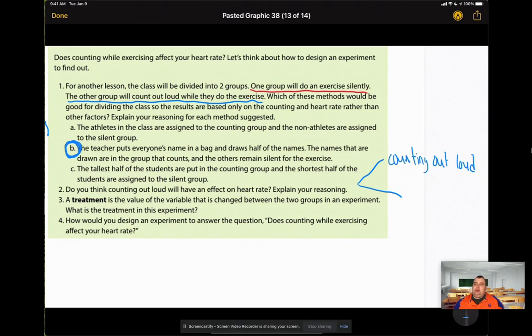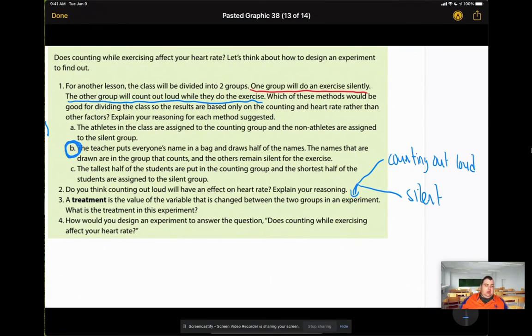So the first group will count out loud while they exercise, and the second group is silent. So they'll do their exercises and they won't say anything. Those are what we call the 2 treatment groups for number 3.